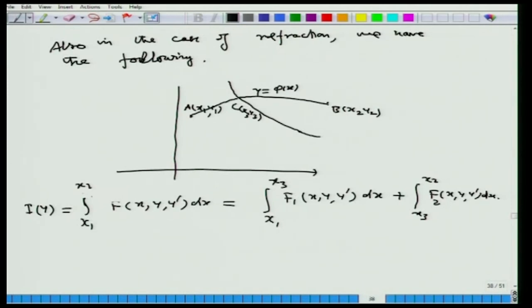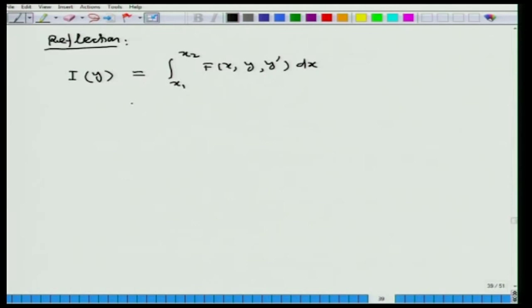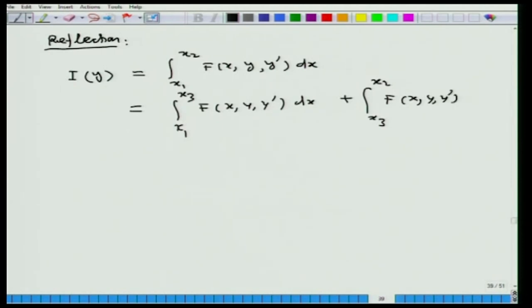Also, there can be discontinuities in the derivative of the extremal in other ways, which we will explain through some examples. So, let us consider the first case, the reflection. In the reflection case, we have I y given by x 1 to x 2 f of x y y prime dx, and since y prime has discontinuities at x 3, we break it: x 1 to x 3 f of x y y prime dx plus x 3 to x 2 f of x y y prime dx.